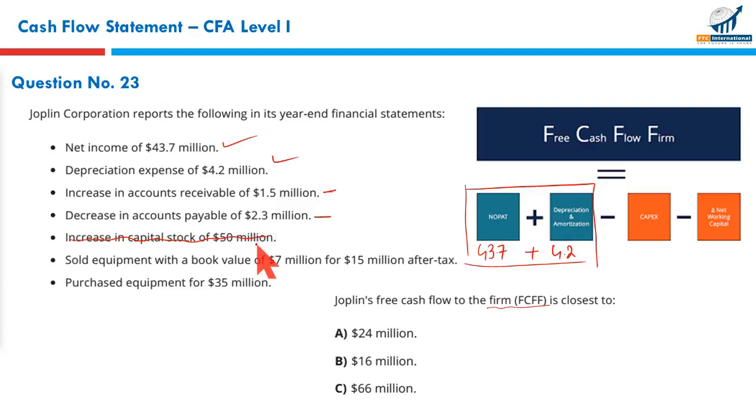Again, sold equipment with book value 7 for 15 million. Selling an equipment at a gain of 8 million. This 8 million gain must be deducted from cash flow from operations, from net income. If you remember, loss on disposal is added, gain on disposal is deducted. So 7 million versus 15 million, 8 million gain, this gain must be deducted.